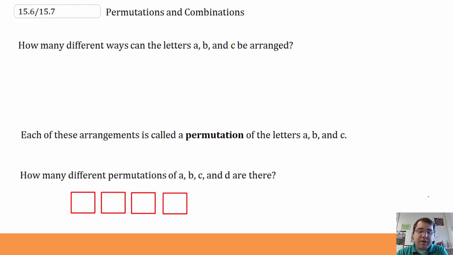This is sections 15.6 and 15.7 of Honors Algebra 2, Permutations and Combinations. How many different ways can the letters A, B, and C be arranged?